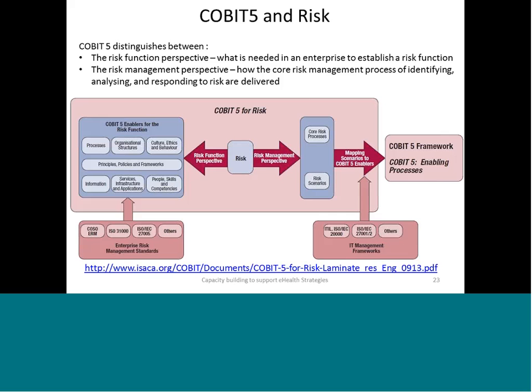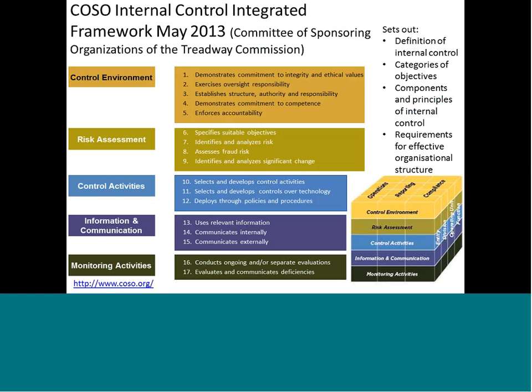But then you've got to set up a risk function within the organisation, and that's where there are some additional pieces of guidance and management standards that I wanted to make sure that I had pointed you to. So the first one, as you'll have seen, was COSO, the Internal Control Integrated Framework. And this has come from 5 professional accounting associations.